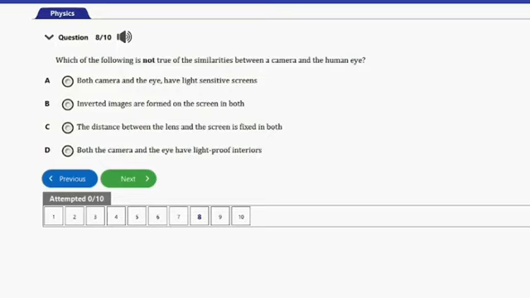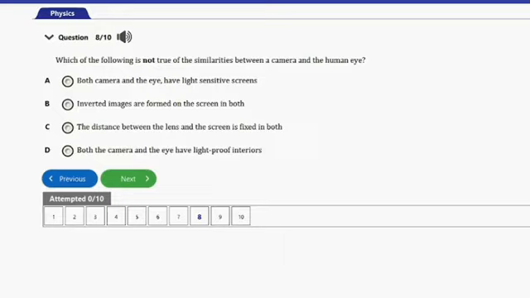So the next question here is question number 8. It says, which of the following is not true of the similarities between camera and the human eye? We have A, both camera and the eye have light sensitive screens. B, inverted images are formed on the screen in both. C, the distance between the lens and the screen is fixed in both. D, both the camera and the eye have light-proof interiors.